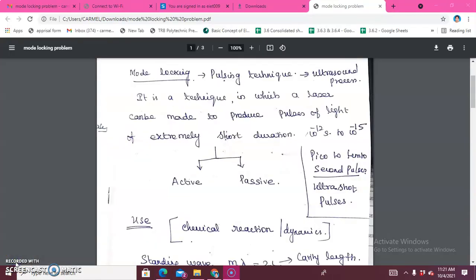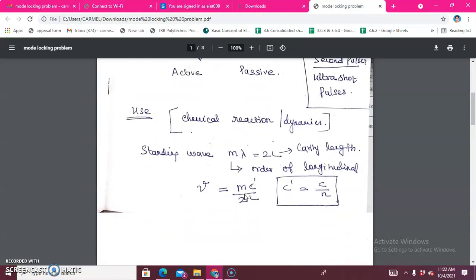We have already seen what mode locking is. The main purpose of mode locking is to generate an ultrashort pulse. This ultrashort pulse can be made to produce pulses of light of extremely short duration, like 10 power minus 12 to minus 15. The main use of this is in chemical reactions and their dynamics.